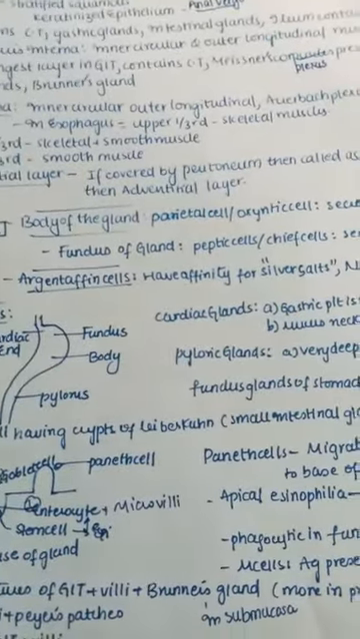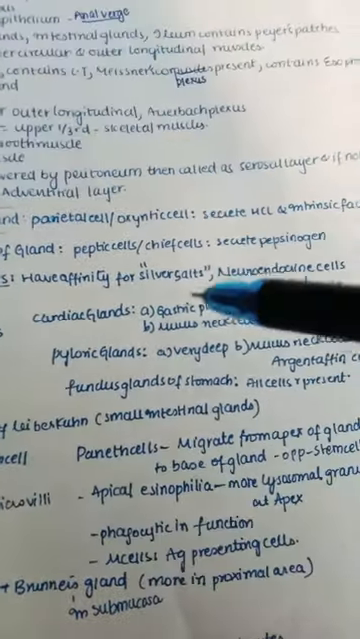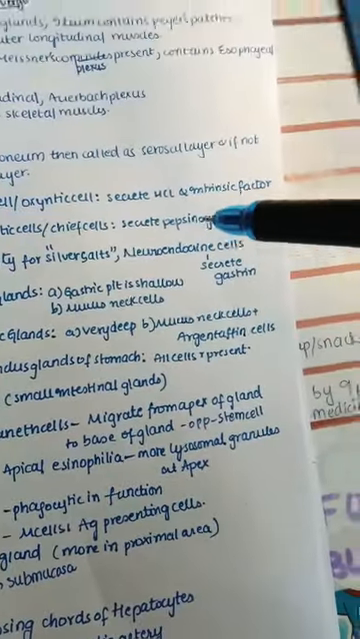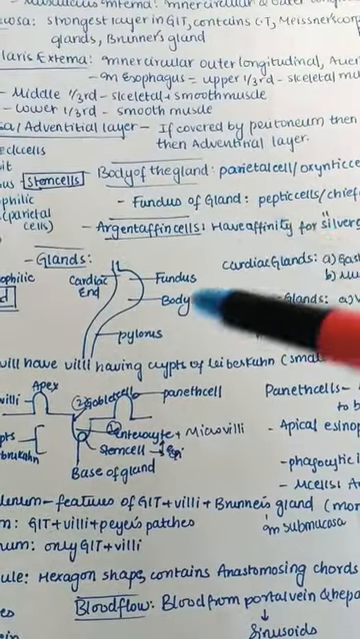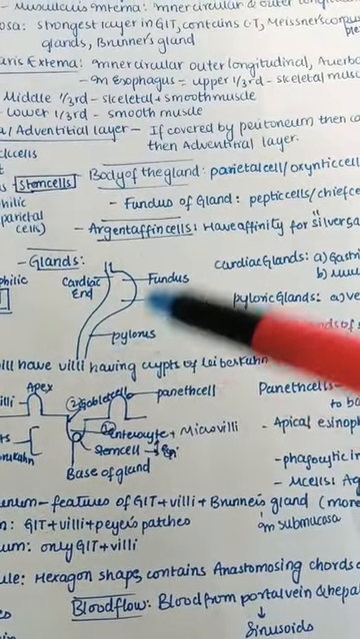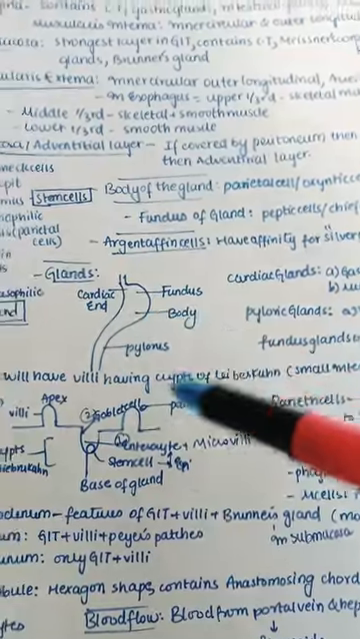So argentaffin cells mainly have affinity for silver salts, and the neuroendocrine cells secrete the gastrin. So now let us see the glands. As you know, the stomach is divided into the cardiac end, fundus, body, and pylorus. So according to the name only, we have different glands.